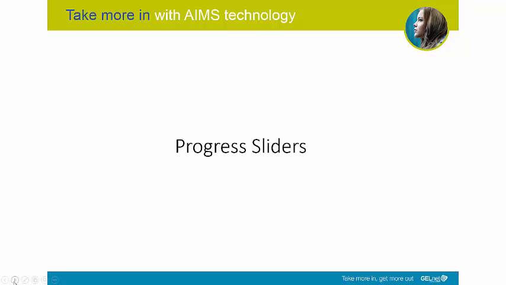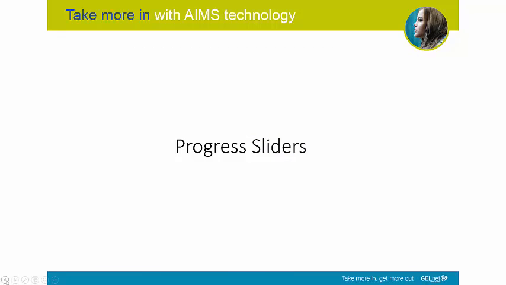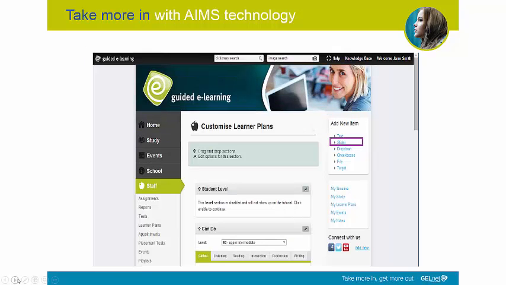Now you can set up student progress graphs and you can send exercises to students. So here's an example of a student progress graph, and as you can see, this one's been set up to cover all of the different skills and structures. So when I say progress sliders, I'm talking about this tool here in your customize tutorial page.